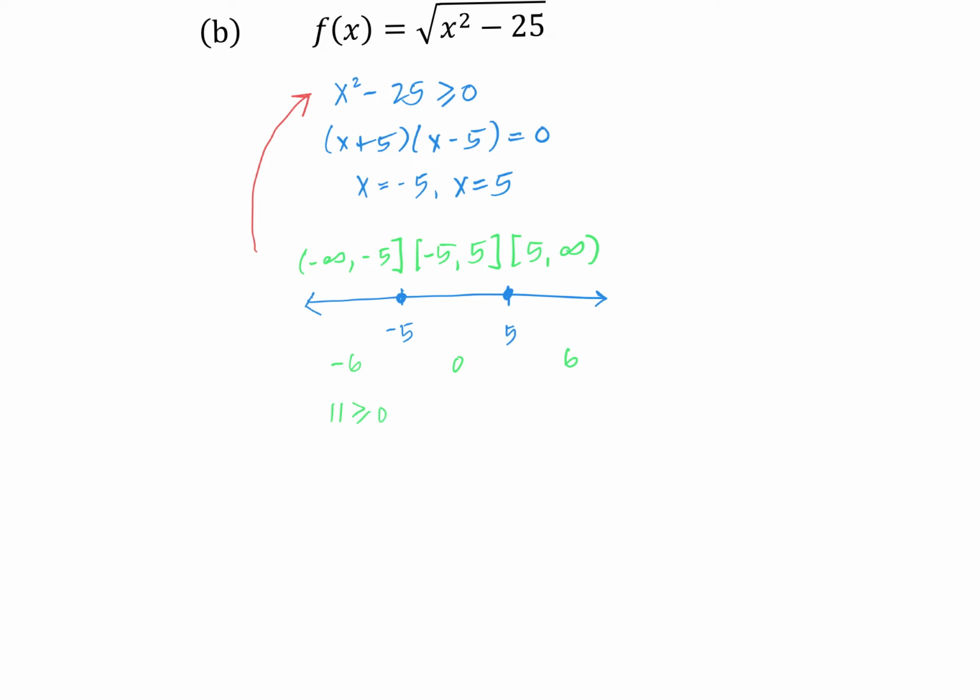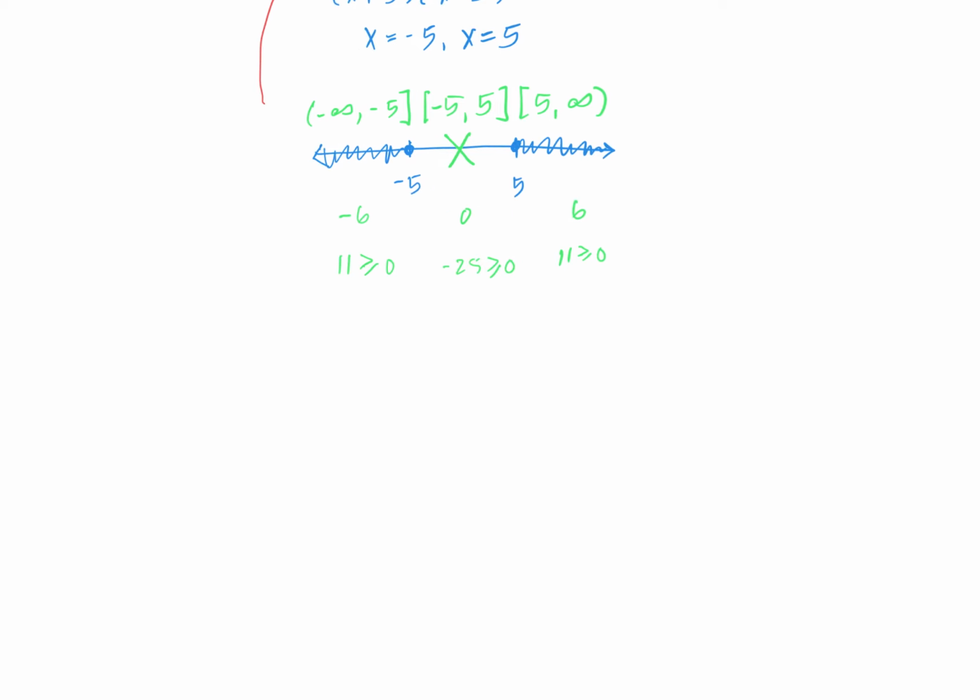And I could use, which is true, so I could use anything in this first interval. When you put in 0, you're going to have -25 greater than or equal to 0, which is false, so cannot use. And then if you put in 6, you will also get 11 greater than or equal to 0, which is true, so I can use anything in that second interval, which means my domain will be -infinity to -5 with a bracket, union 5 to +infinity.